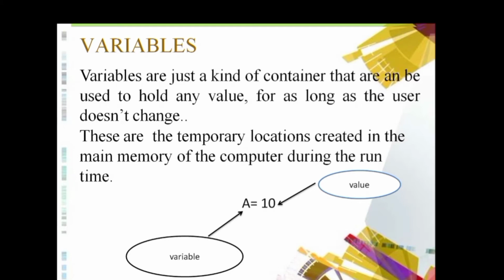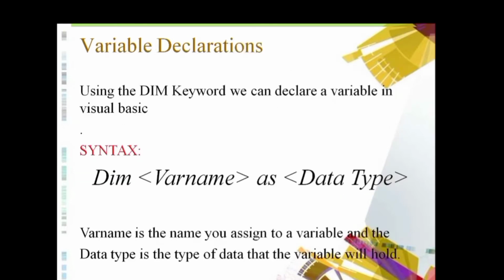A variable is a kind of container, just a kind of box that contains a value, depending upon the conditions. Suppose here we have a variable a, and the value contained by that variable is 10. So here a is the variable and 10 is the value that is assigned to the variable. After that, we will learn how to declare a variable in Visual Basic. By using the Dim keyword, we can declare a variable in Visual Basic.